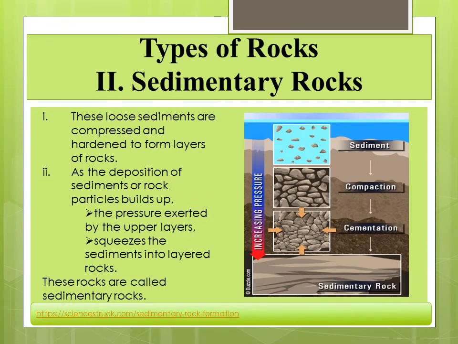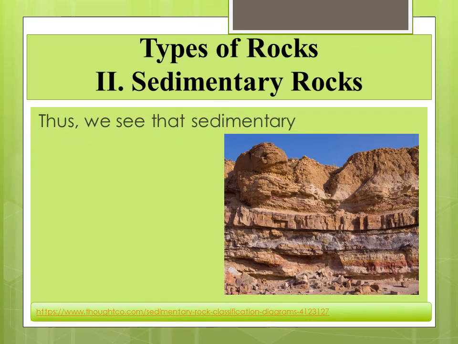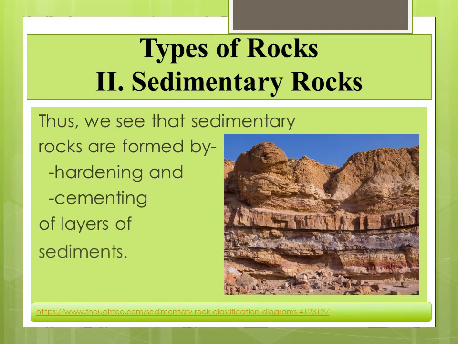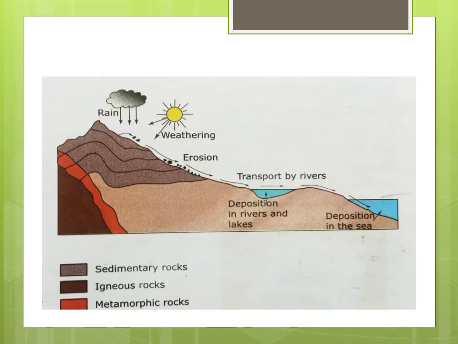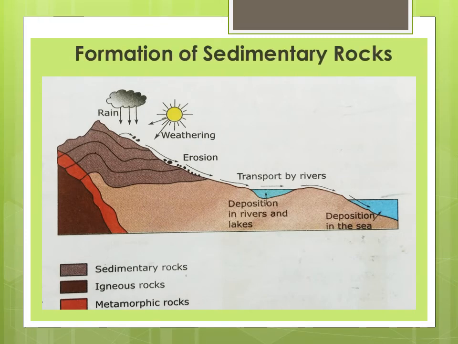These loose sediments are compressed and hardened to form layers of rocks. Compressed means they are pressed. As the deposition of sediments or rock particles builds up, the pressure exerted by the upper layers squeezes the sediments into layered rocks. These rocks are called sedimentary rocks. Thus, we see that sedimentary rocks are formed by hardening and by cementing of layers of sediments. Children, take a look at the picture carefully to understand the formation of sedimentary rocks.